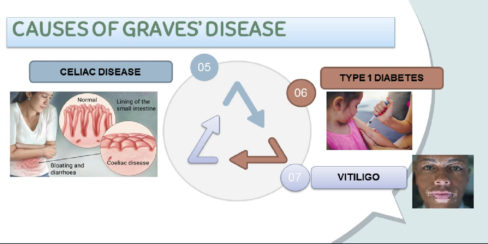Vitiligo is a condition in which the skin loses its pigment cells, melanocytes. This can result in discolored patches in different areas of the body, including the skin, hair, and mucous membranes. Several studies have suggested vitiligo is associated with a variety of other autoimmune diseases, including thyroid conditions, alopecia areata, type 1 diabetes mellitus, pernicious anemia, and rheumatoid arthritis.